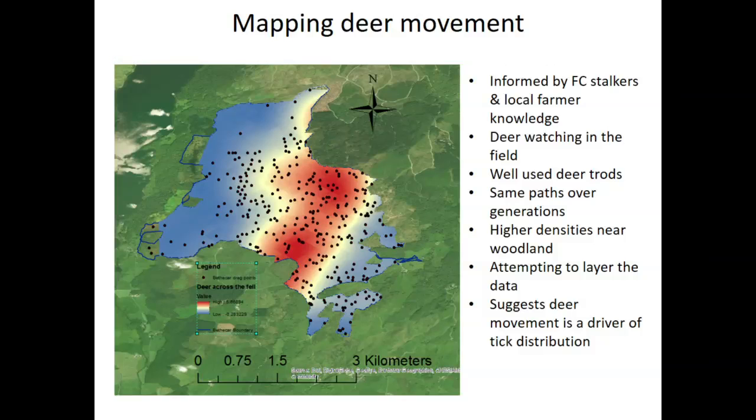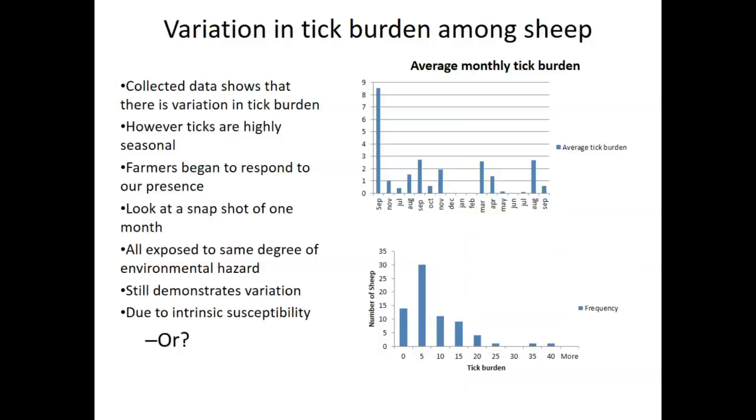So at first glance, it would appear that there's some correlation between the layers, between the ticks and where the deer are going. So it would suggest that the deer are a driver of the tick distribution, but maybe not the sole driver. And so the next step is we're going to look at creating a map for the sheep population as well.